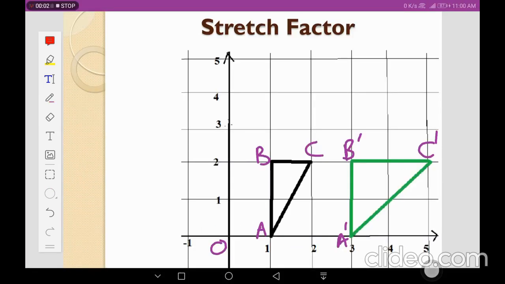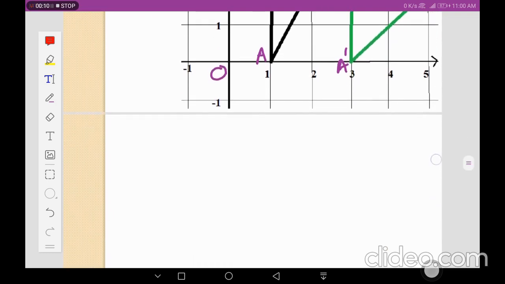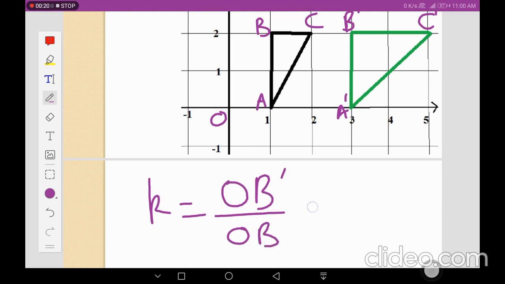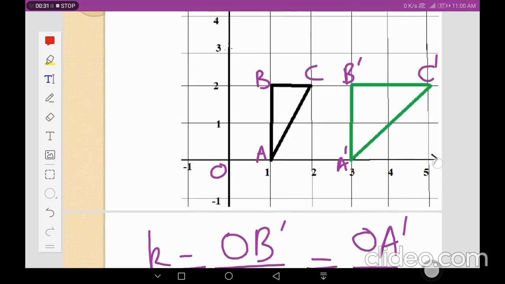Okay, now let's look at stretch factor. So our stretch factor, we are going to use this image. So we can find our stretch factor, using this image, as K being equal to OB image over OB, or else as OA image over OA. Okay, so I'll check how we do that. Okay, so I can have OA or B there.